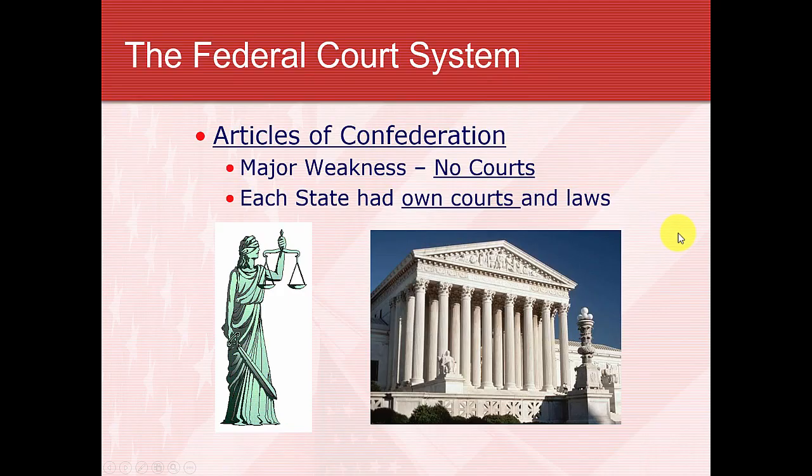So before we get started, I just want to remind you that remember our very first government, the Articles of Confederation, that there was no executive branch and there especially was no judicial branch. And so one of the major weaknesses, there's no courts, so there's no one to decide if a law is right or not, and if there's a dispute or an issue between the states. So under the Articles of Confederation, each state had its own courts and laws.